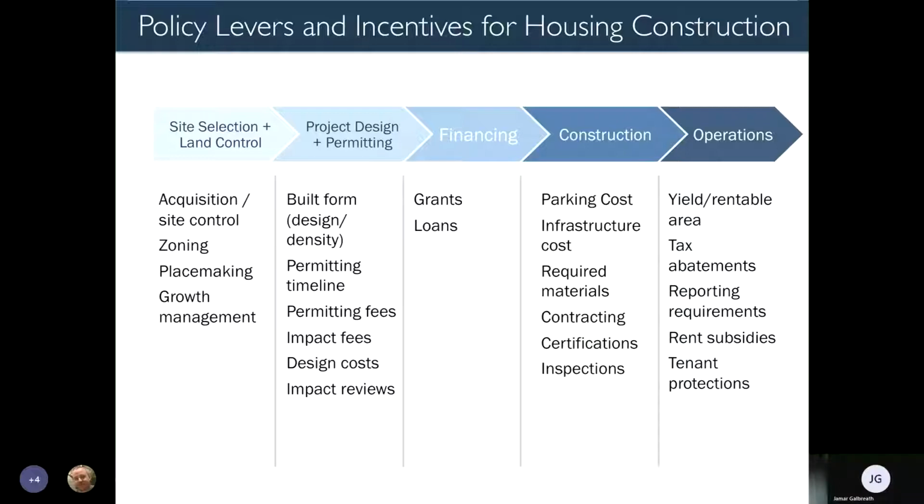And then when you get into construction, the big issues are really around infrastructure cost and how those are being paid for. Is it something that is paid for through impact fees by the development, or is it something that's paid for by the public sector?